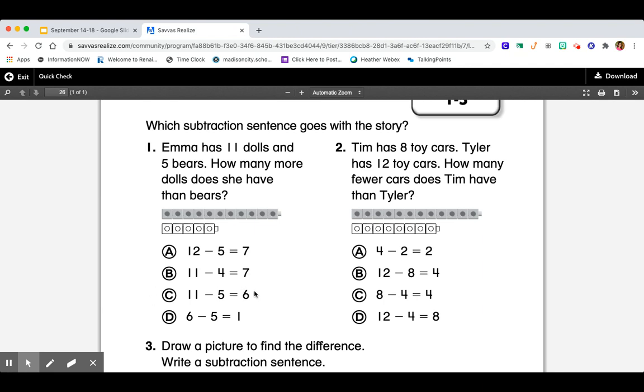All right, now let's jump over and look at number 2. I want you to try number 2 on your own. So try number 2 by yourself. You can stop the video at this time and complete number 2, and then jump back on when you're finished.